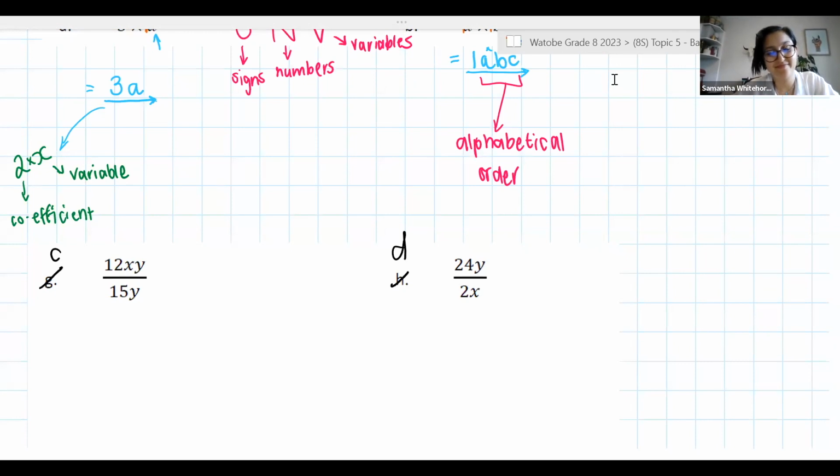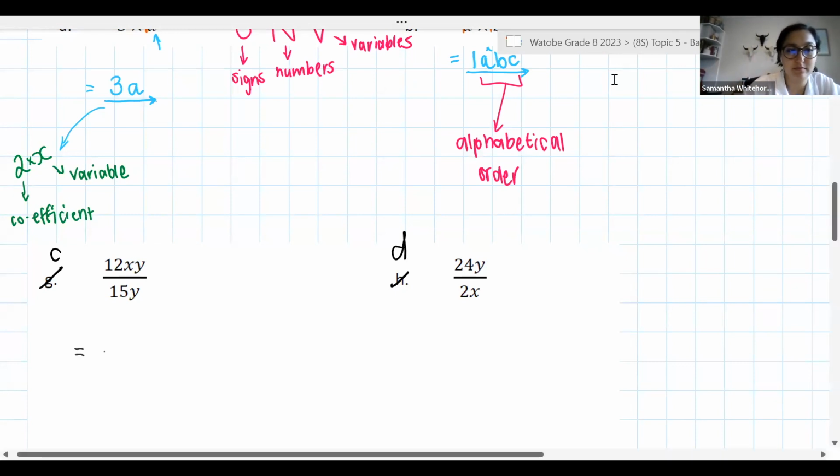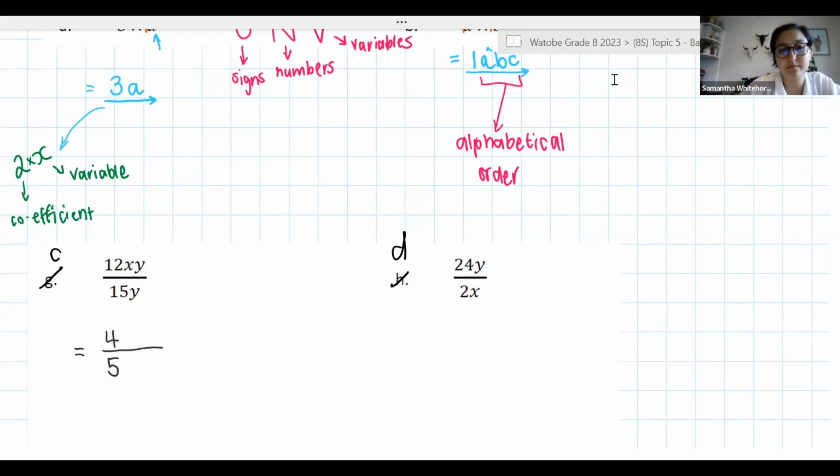So, ma'am, firstly, I said 12 divided by 15, which gave me 4/5. Cool. Then I wrote my variables. At 4, ma'am, I wrote X, Y, and at 5, I wrote Y. Okay. Yes, ma'am, and I checked if it can simplify, but it can't.